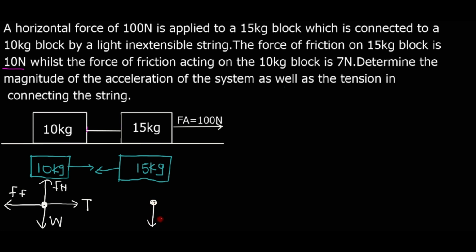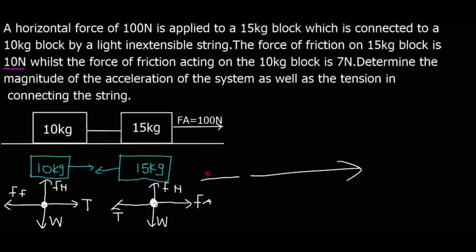And now our next one, this 15 kilogram block, and the same: we have a weight force, and then the force applied is this force applied, and then a normal force, and then a tension, this tension. And again this 15 kilogram block has a friction, and friction is always in the opposite direction. The object goes to the right, so our friction is over to the left.